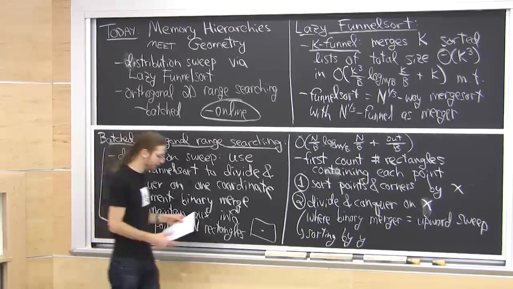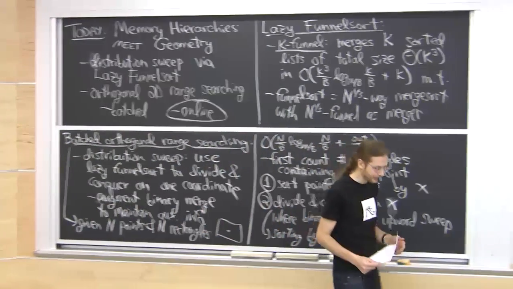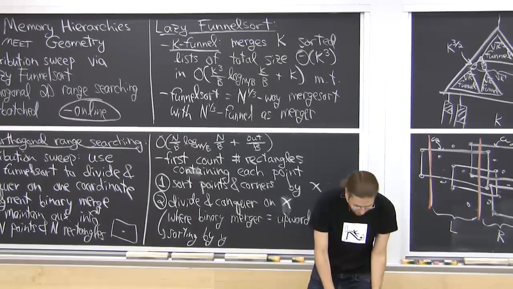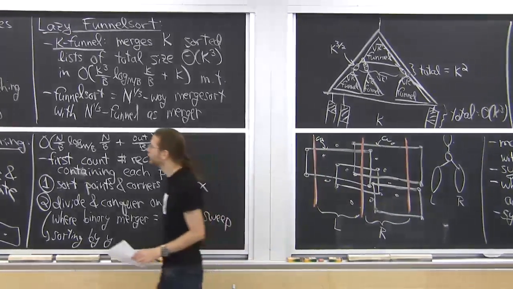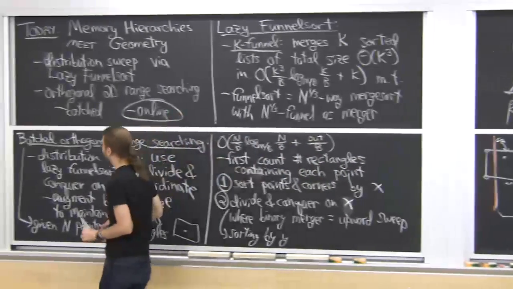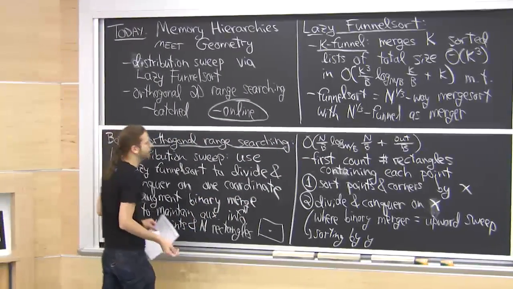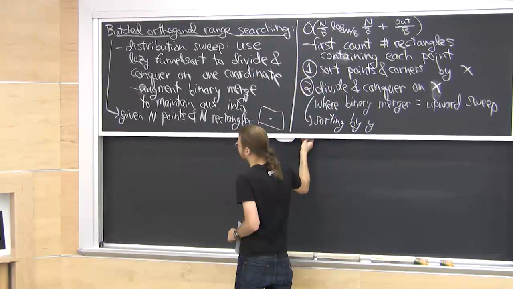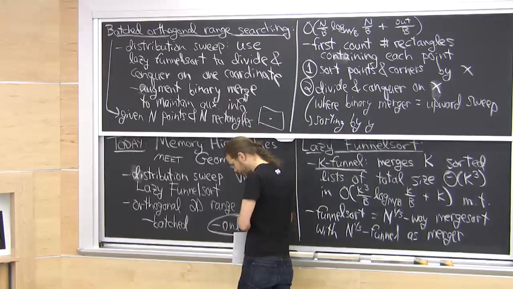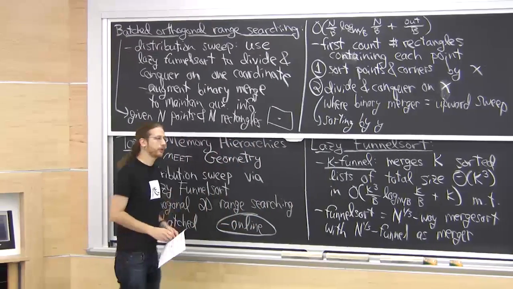If you're interested in the details, read the paper. It's just a little bit messy, especially when you don't know the analysis. But I want to move on to online orthogonal 2D range searching, because it's the hardest and coolest of them all, unless there are more questions.